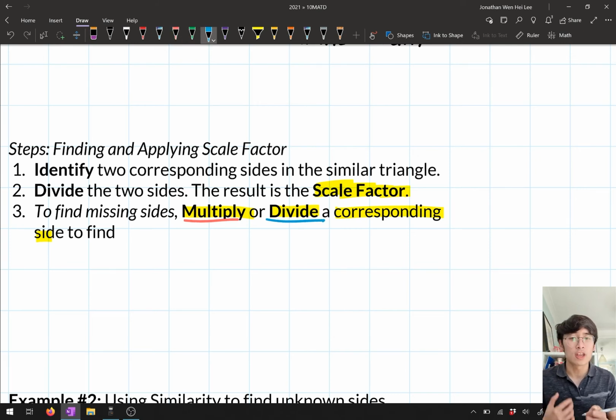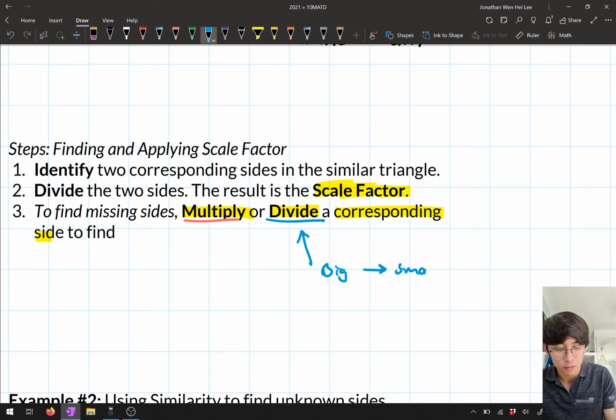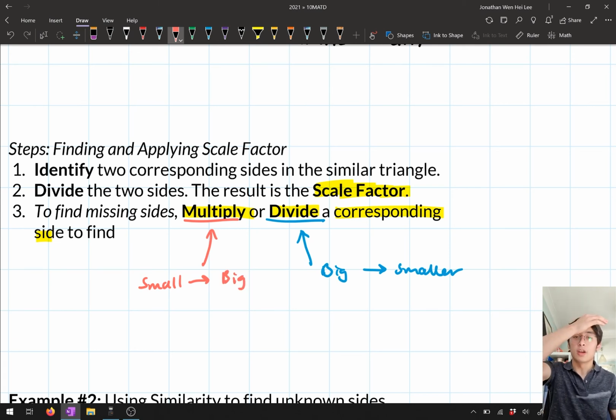Now this is where, if you're not sure, you actually need to check what triangle you have. So if you have the measurement in the bigger triangle, you're going to divide. So this is if you're going from the bigger triangle to the smaller one. But if you're going from the smaller one to the bigger one, you usually want to multiply. So this is if you're at the small and you want to go to the bigger triangle. So the operation that you use here depends on what type of question you get asked. Are you trying to find the missing side in the smaller triangle, or are you trying to find the missing side in your bigger triangle?